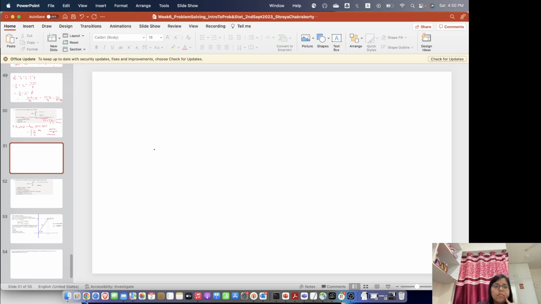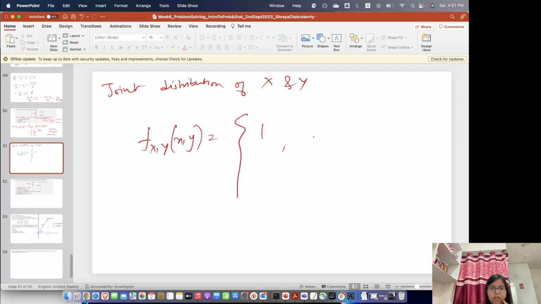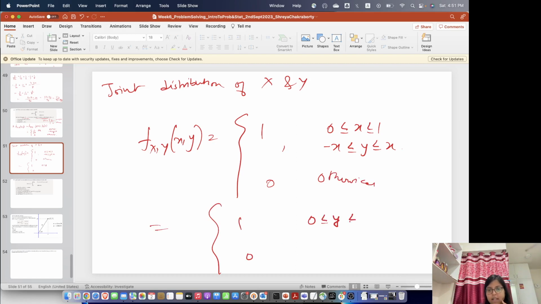So the joint distribution of x and y is 1, 0 less than equal to x less than equal to 1, minus x less than equal to y less than equal to x, 0 otherwise. So we can write it as 1 when 0 less than equal to mod y less than equal to x less than equal to 1 and 0 otherwise.